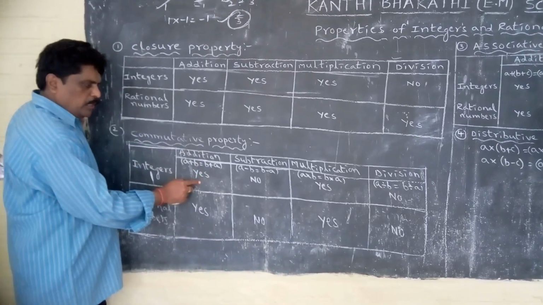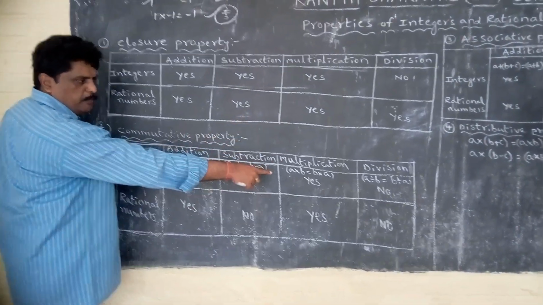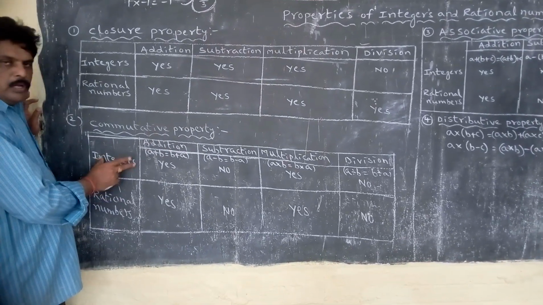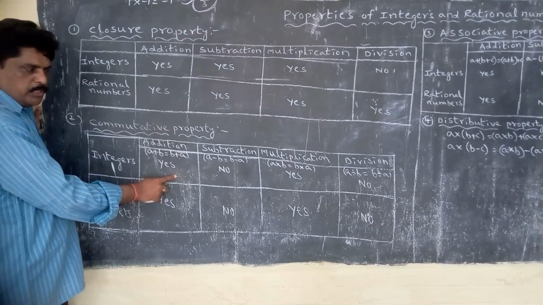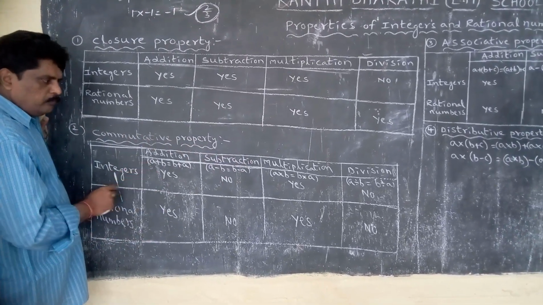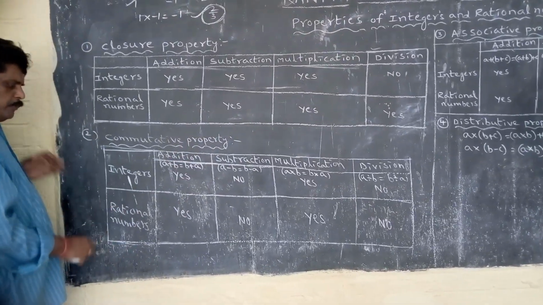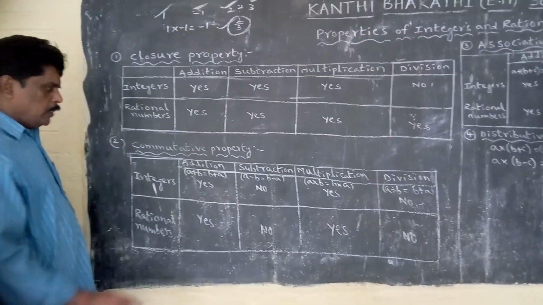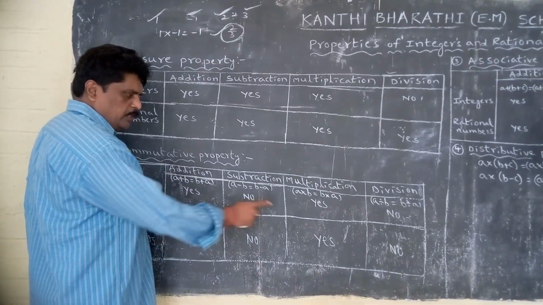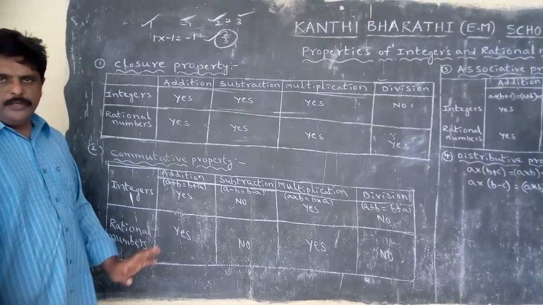The commutative property exists in addition and does not exist in subtraction, but exists in multiplication, and does not exist in division. Okay. For integers, the commutative property exists in addition and multiplication only. It does not exist in subtraction and division. And I have to observe for rational numbers also. In rational numbers also, the commutative property exists in addition and multiplication, but does not exist in subtraction and division.